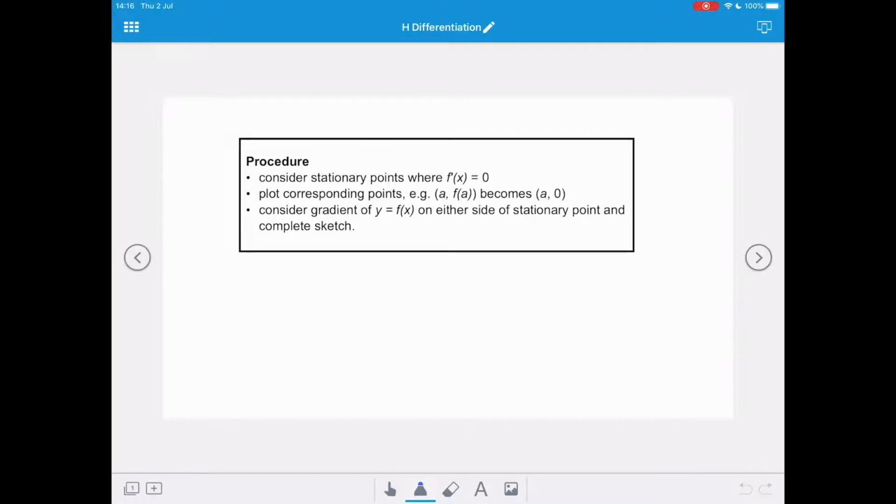corresponding points. So for example, if we've got a point a, f of a, which is a stationary point, then it's going to become a, 0 on our graph of our derived function. And then we need to consider the gradient of y equals f of x on either side of the stationary point and complete the sketch, because if there's a positive gradient, it will lie above the x-axis and a negative gradient will lie below the x-axis.